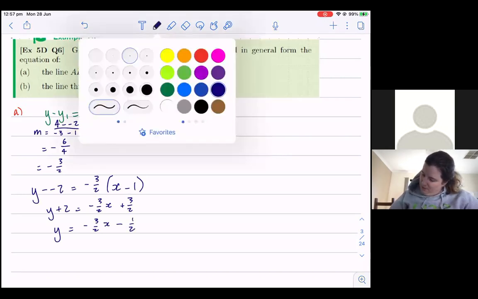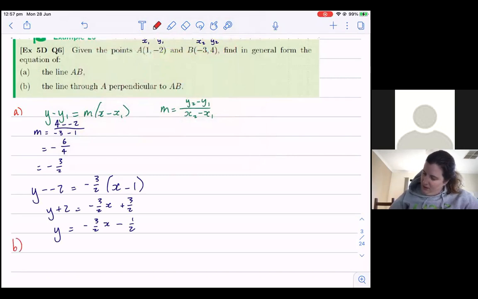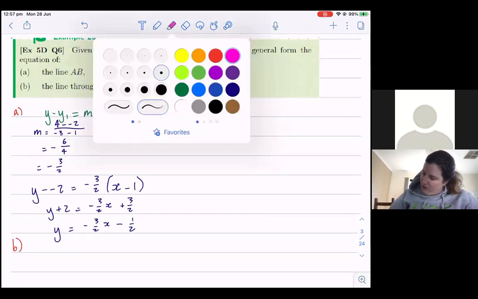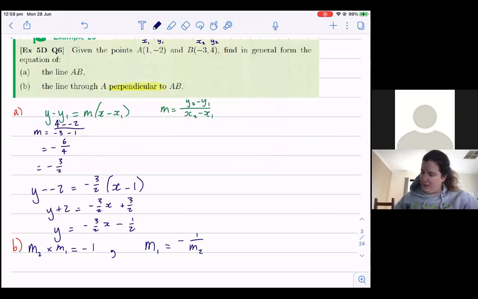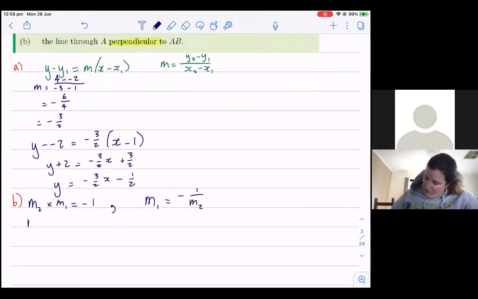Now for B, the important bit with this question is the word perpendicular. That means we're going to have to use the fact that m2 times m1 equals -1. So essentially the gradient of our perpendicular line is -1 over the gradient of the other line. So the gradient of our new line is going to be -1 over -3 on 2. So it's going to be +2/3.